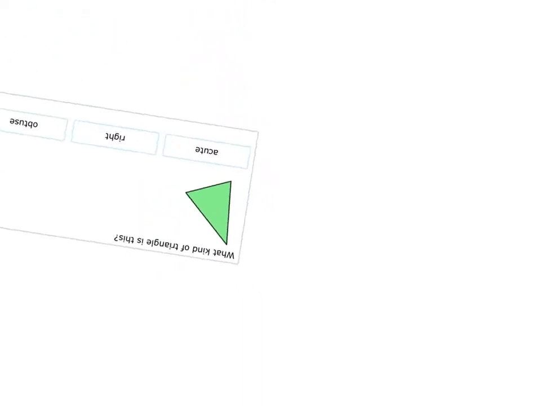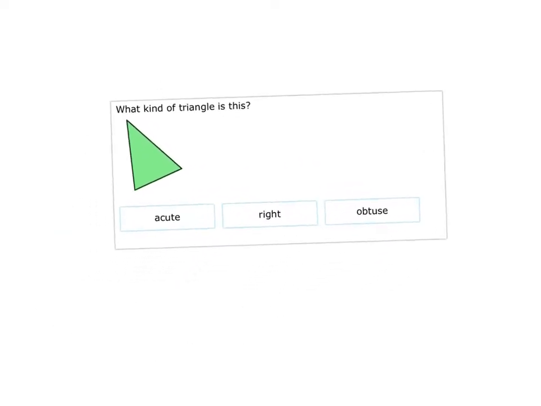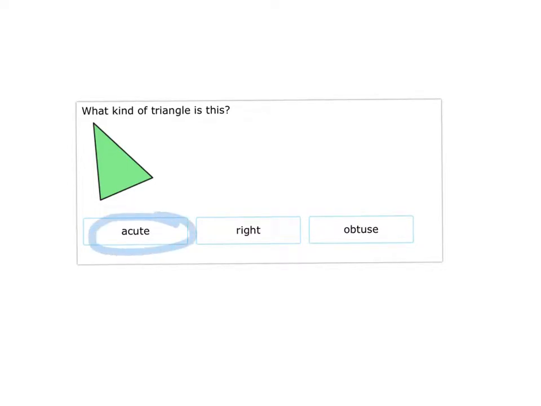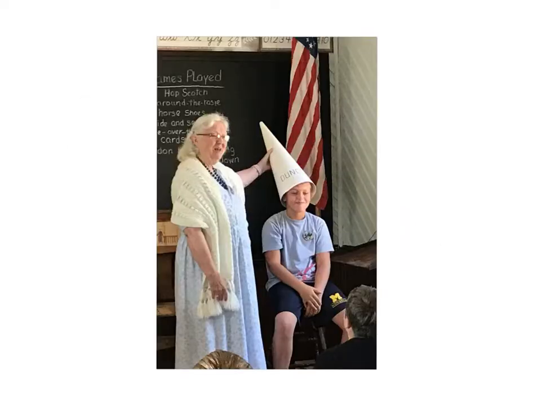And the last one, I got to turn again. Parallel to the bottom of my screen, straight up and down would be here. That's smaller. That means all three angles are smaller than a right angle. All three angles are acute. So the name of this triangle is an acute triangle.